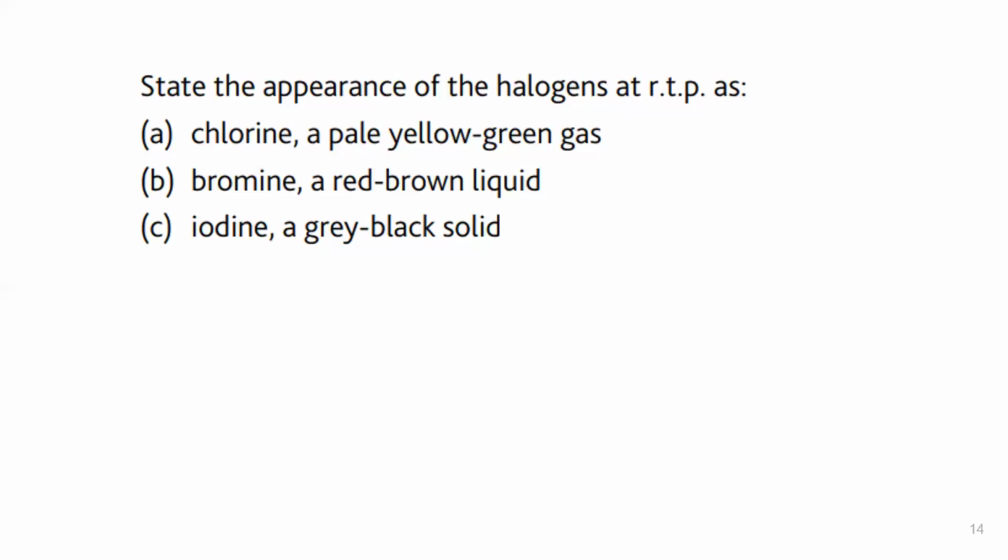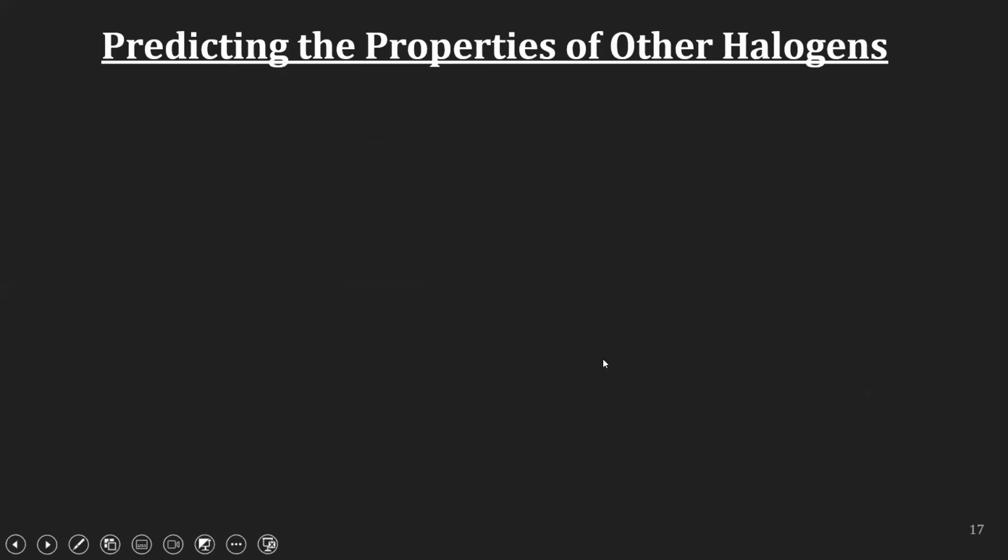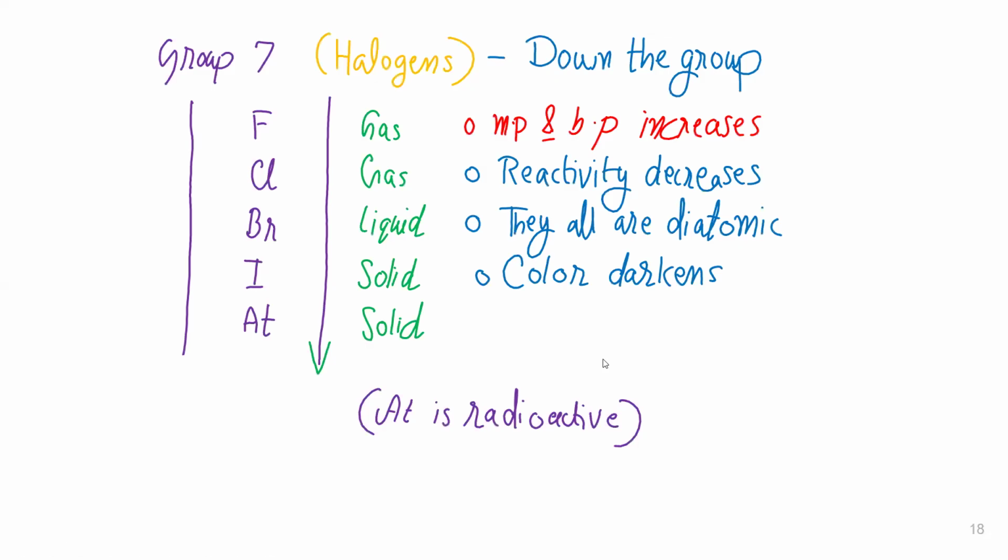This file can be very helpful when you are preparing for the final exam. Can you recall this also? Halogens: if you go down the group, melting point and boiling point increase, reactivity decreases. They all are diatomic. The color darkens. Astatine is radioactive, so we do not talk about it. Fluorine is also out of discussion in O level because fluorine is overreactive. It does not react in a proper, nice way.